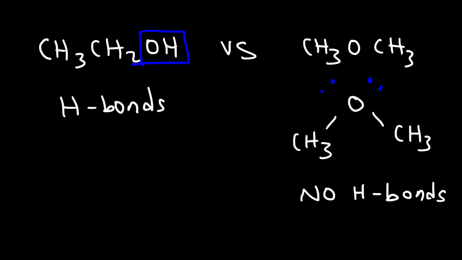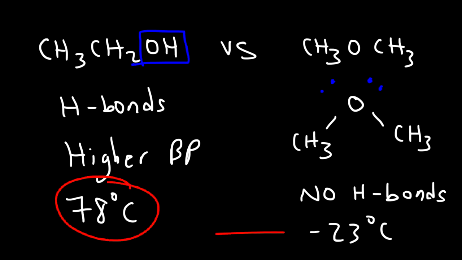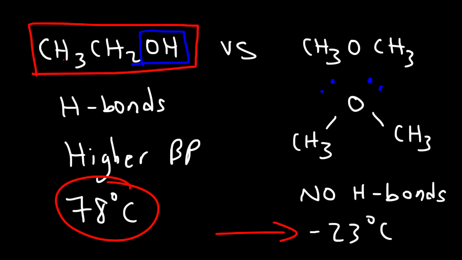Therefore, because hydrogen bonds have stronger intermolecular forces than regular dipole-dipole interactions, ethanol is going to have a higher boiling point. And as a result, it will also have a higher solubility in water due to the H bonds. The boiling point of ethanol is about 78 degrees Celsius. And for dimethyl ether, it's negative 23 Celsius. So you can see that this is a lot higher than that number. And so hydrogen bonds will greatly increase the boiling point and the solubility in water of a molecule.